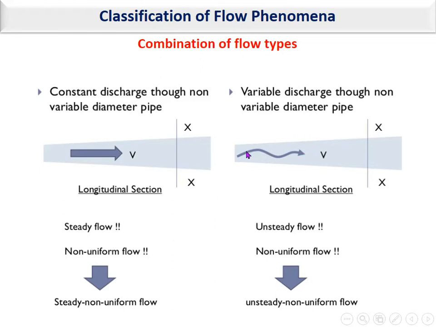Now suppose that in the same geometry, the flow is also unsteady. For example, the velocity varies with time. Then you have unsteady flow and non-uniform flow, so you have an unsteady non-uniform flow.